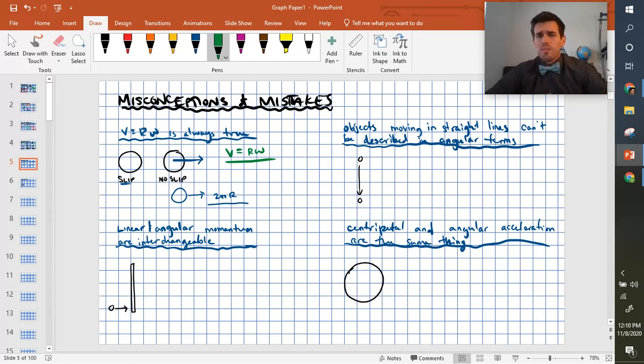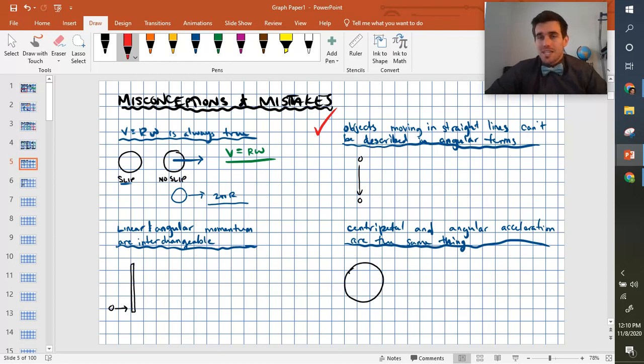All right, the next one that's pretty important is to realize that objects that move in straight lines can be described in angular terms. So the misconception is that it can't be. And I've got a ball traveling in a straight line. And so if I asked you, what's the angular speed of this object? Most students would say, well, it has no angular speed. There's nothing happening angularly? Sure, rotationally, that's probably a better word. There's nothing happening rotationally here at all because it's going in a straight line.